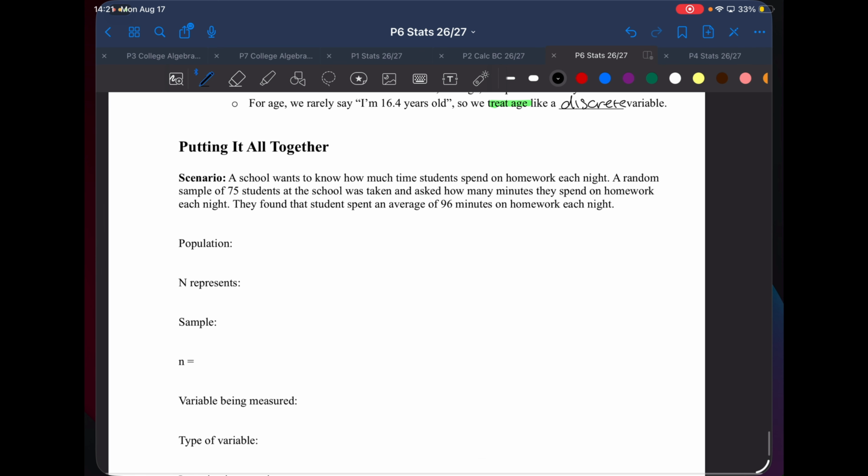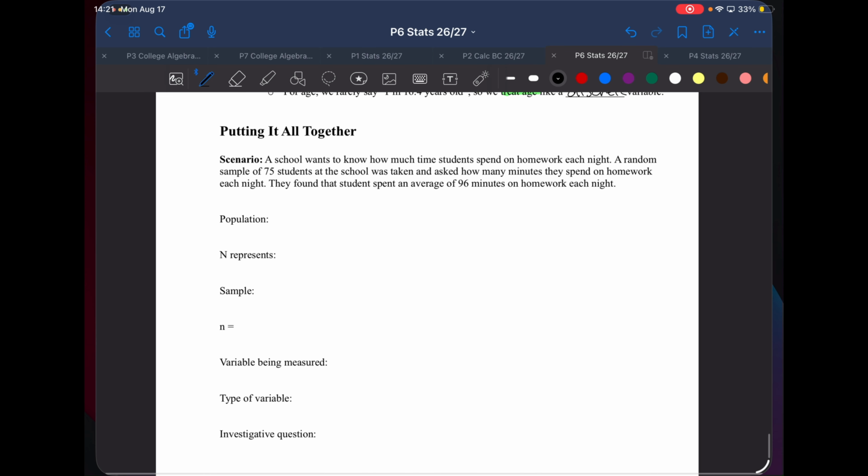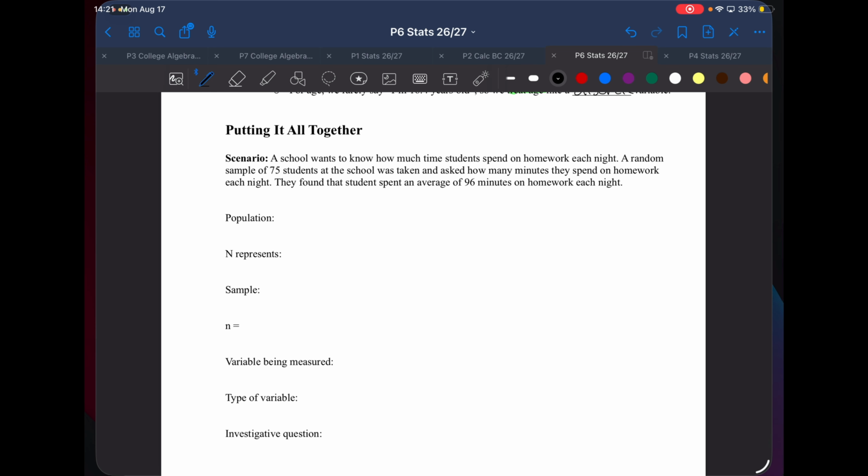Okay, so what I want you guys to do now is answer this question. We have a scenario and you have all these things you want to answer. This is a great example of what a test question will look like.